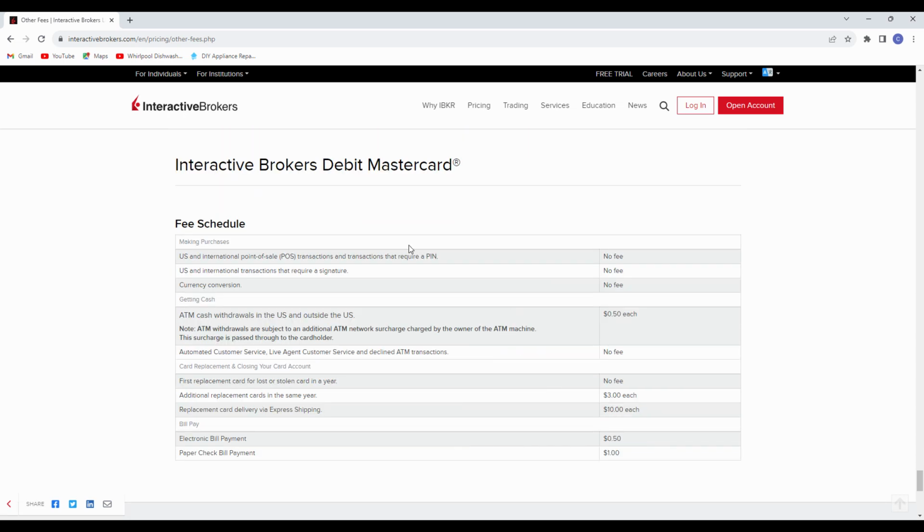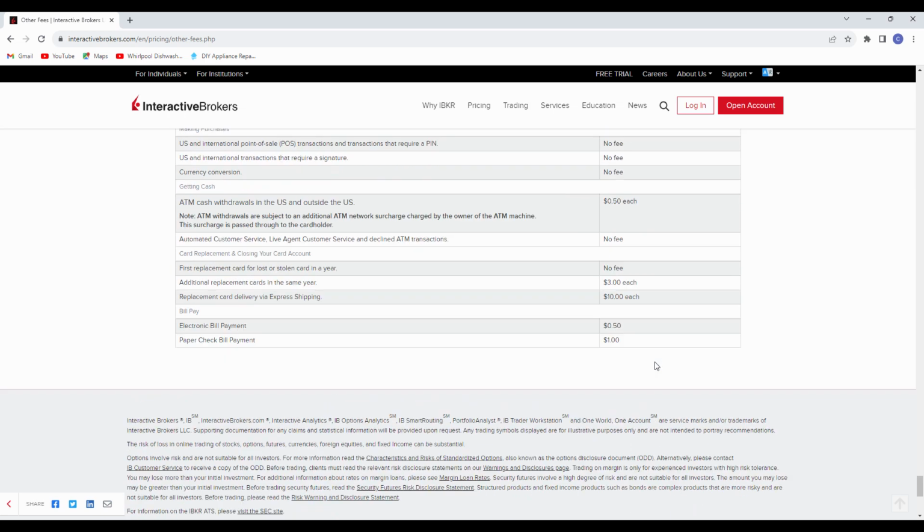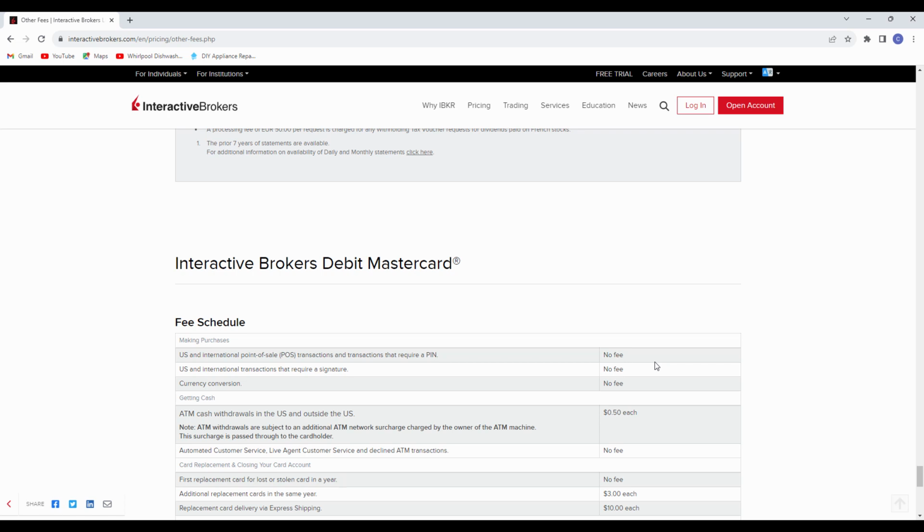If you sign up for their debit card, there could be fees associated with that, like using ATM cash withdrawals in the US and outside, 50 cents each for that. If you need replacement cards, there could be fees, and that brings us to the end. So this is additional fees, other fees that could apply, probably not applicable, but something to be aware of, and you can go on to Interactive Brokers website to find out more.